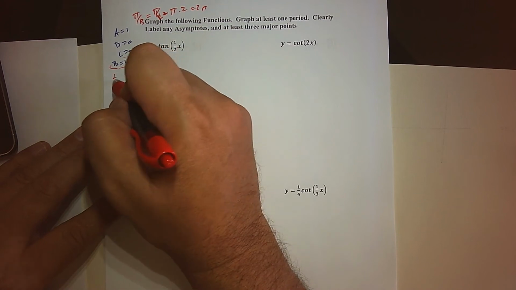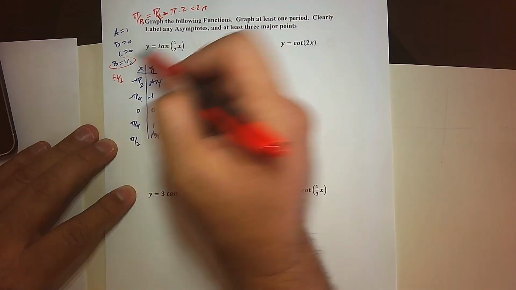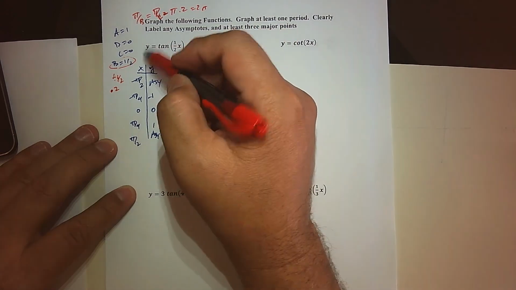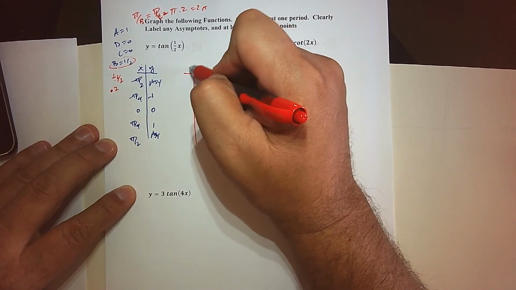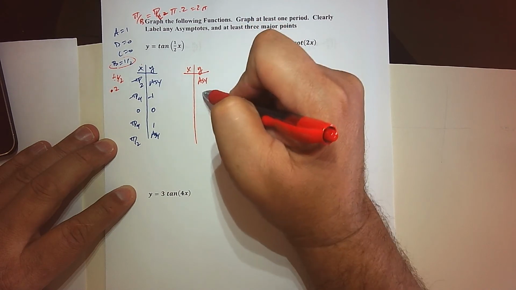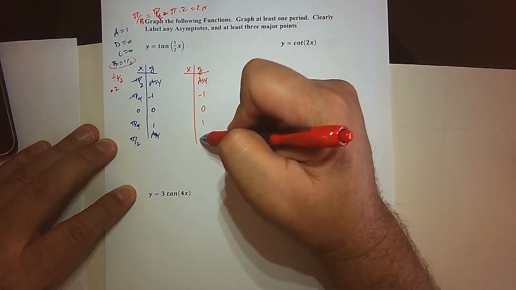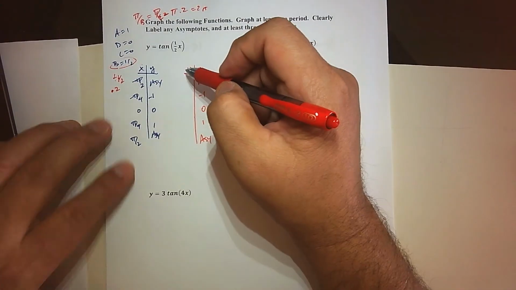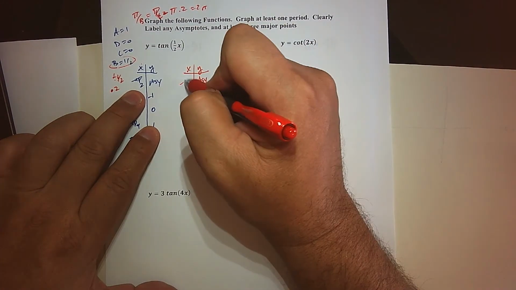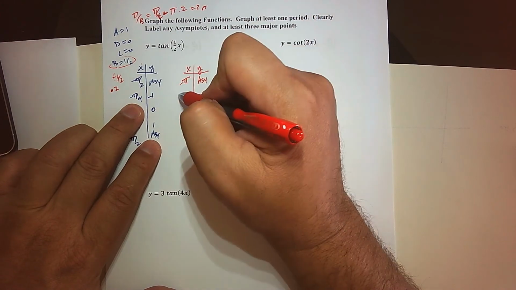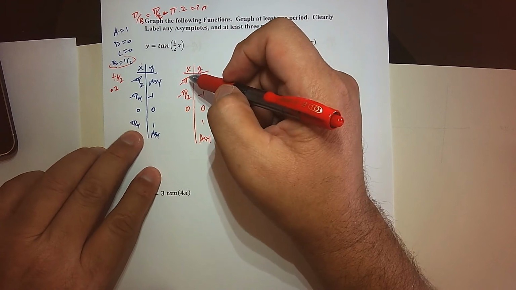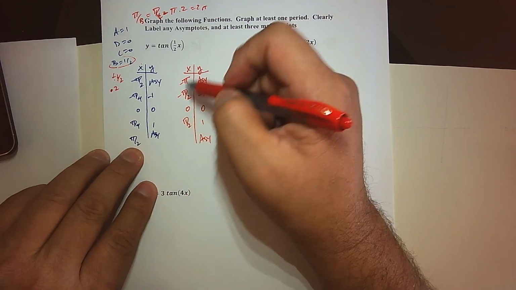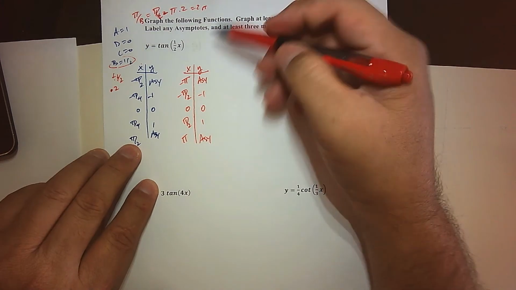What it does mean is we're dividing by a half, which means we're going to be multiplying all my x values by 2. So the y values aren't going to change. We're still asymptotic, negative 1, 0, 1, and still asymptotic. But if we multiply by 2 here, we get negative pi. If we multiply by 2 here, we get negative pi over 2. 0 is still 0. If I multiply by 2, I get pi over 2. And if I multiply by 2, I get pi. So from negative pi to pi, you can see that we've stretched out this graph.